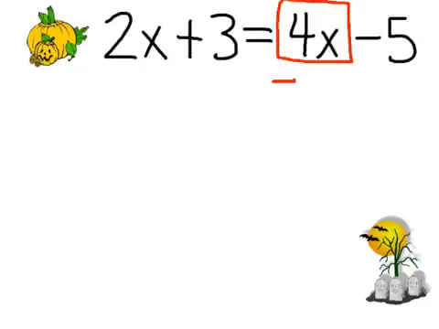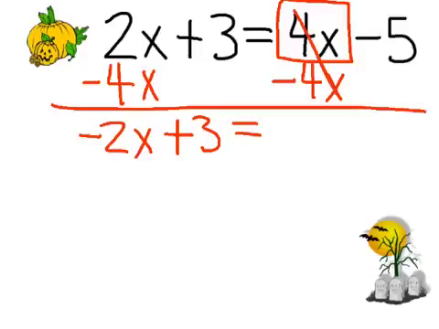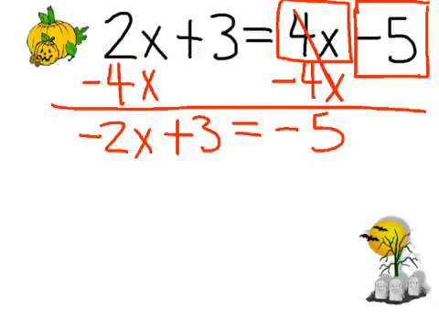Alright, for the next example, we have 2x plus 3 is equal to 4x minus 5. We have a positive 4x, which means we're going to subtract 4x from both sides. When we do that, 2x minus 4x is going to give us a negative 2x plus 3 on the left. On the right, we have a negative 5. The minus sign is in front of the 5. That means that's still a negative 5 when we put it in our next step.